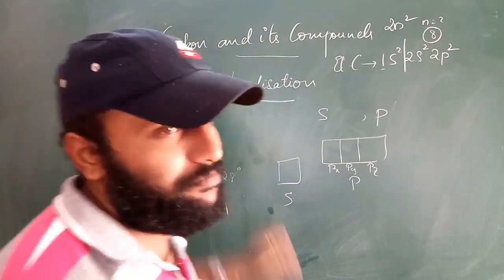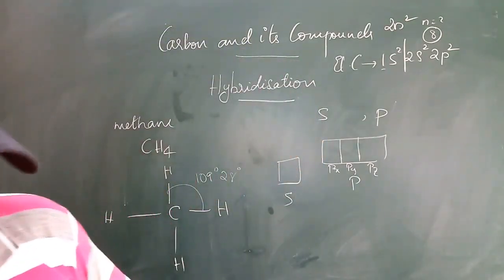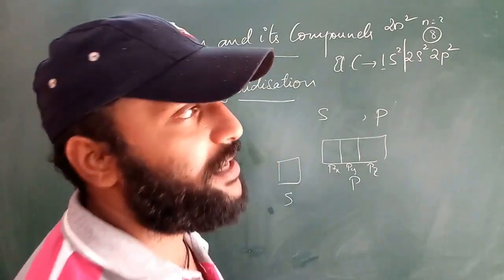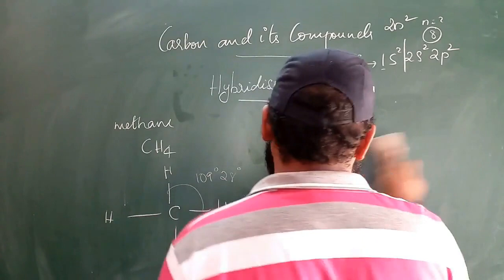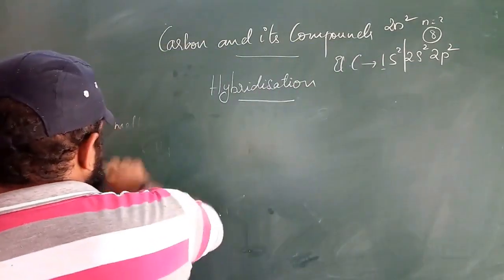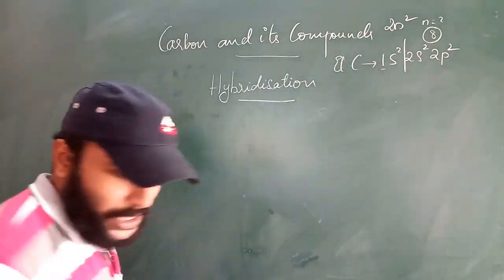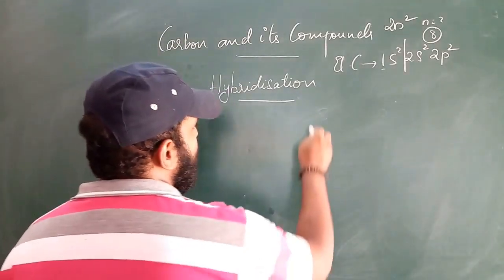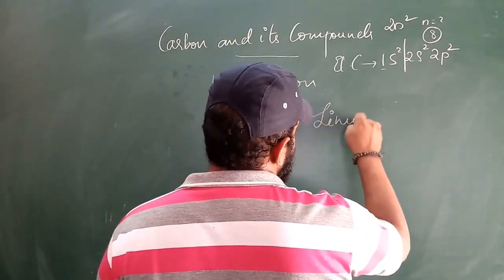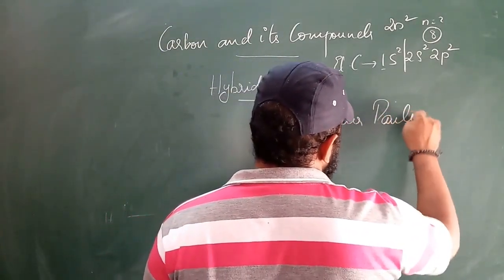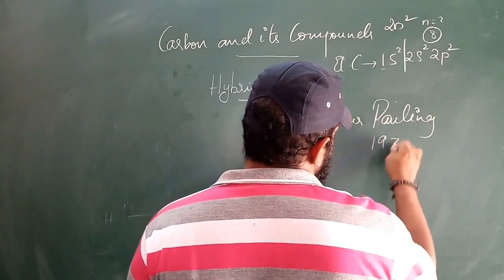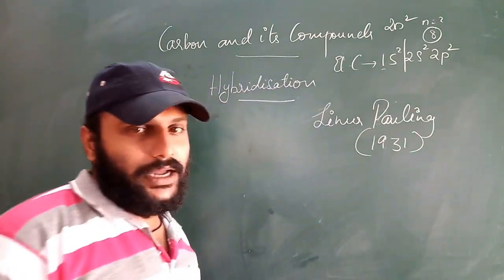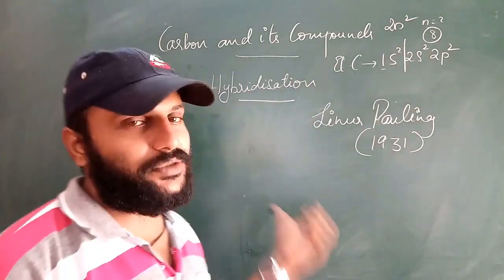Now, what is meant by hybridization? Before knowing about hybridization, this concept was explained by a scientist. Who is that scientist? The hybridization concept was given by Linus Pauling. Linus Pauling in the year 1931 explained the concept of hybridization.